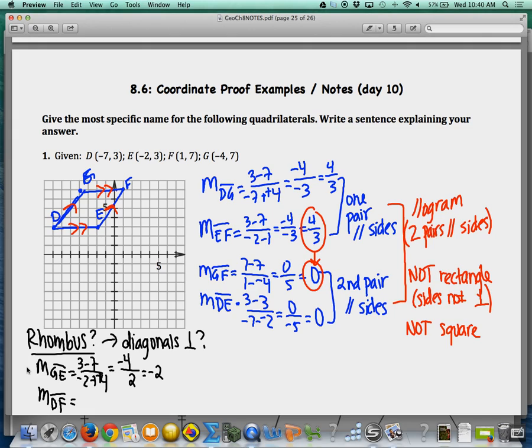DF, I get 3 minus 7 over negative 7 minus 1. So this ends up being negative 4 over negative 8, which is 1/2. Are you guys okay with slope, or am I going too fast? Okay, what information did this give us? Opposite reciprocals. So, is this a rhombus? Yeah.